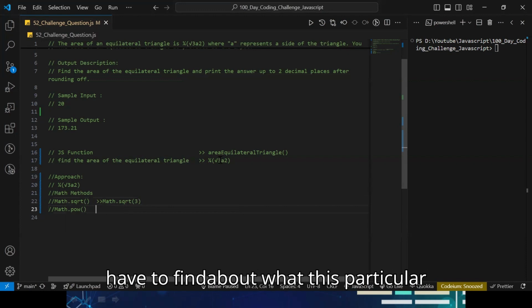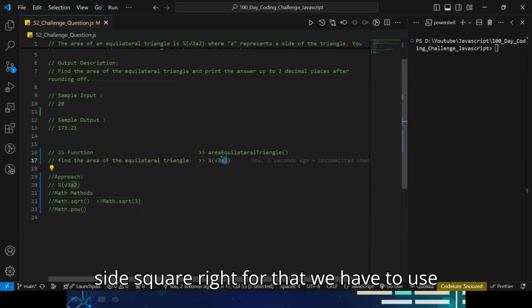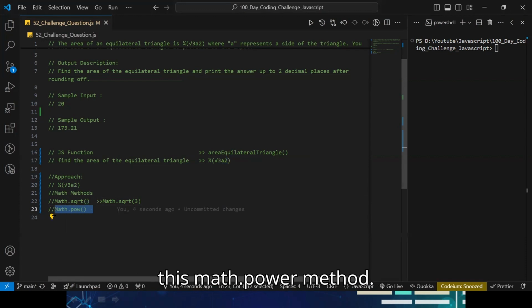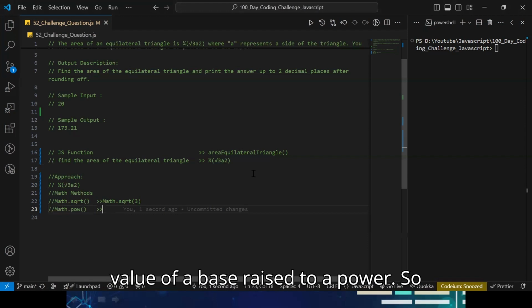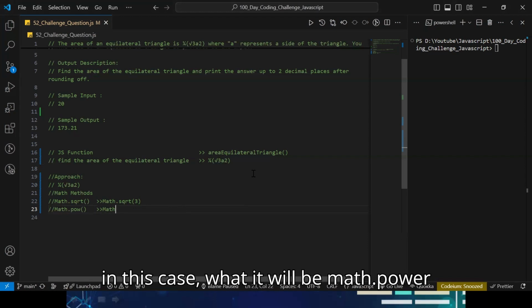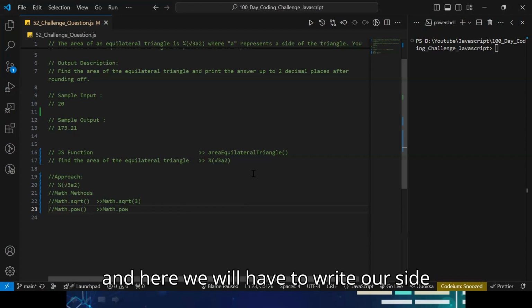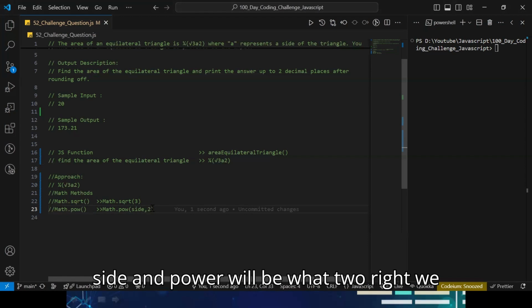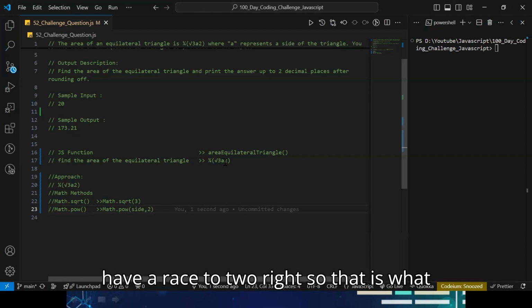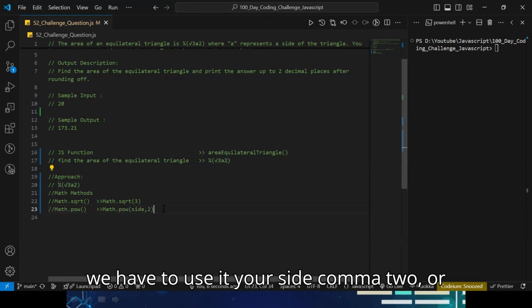After that, we have to find this particular side squared, right? For that, we have to use the Math.pow method. The Math.pow method returns the value of a base raised to a power. So in this case, Math.pow, and here we will write our side comma 2, because our base is the side and the power is 2. We have a raised to 2, right? So that is what we have to use here, side comma 2.